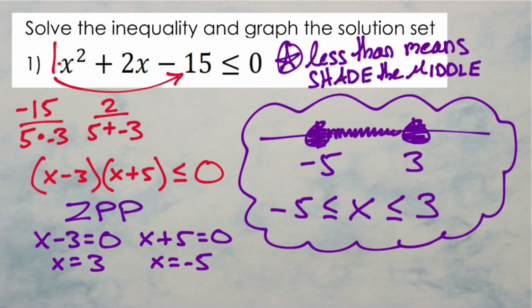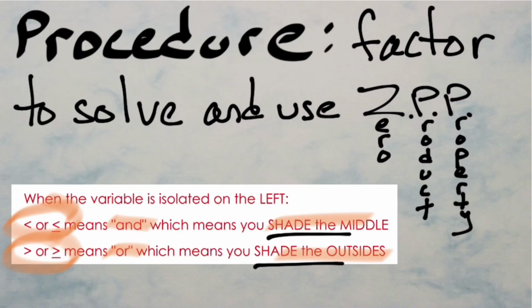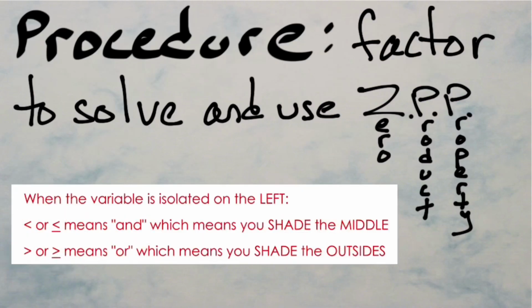And then once again, because we have the less than or equal to sign, the variable is on the left. Yeah, there we go. The variables are on the left. Let's just jump right back over here. This is what I'm talking about. When the variable is isolated on the left, these are the rules.